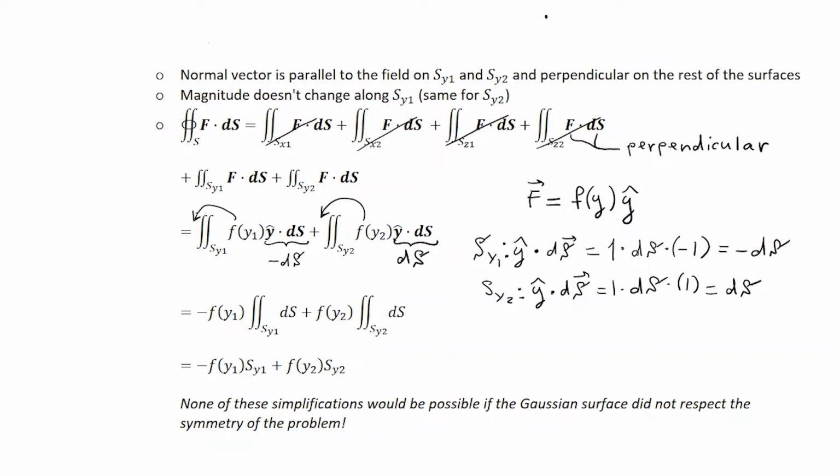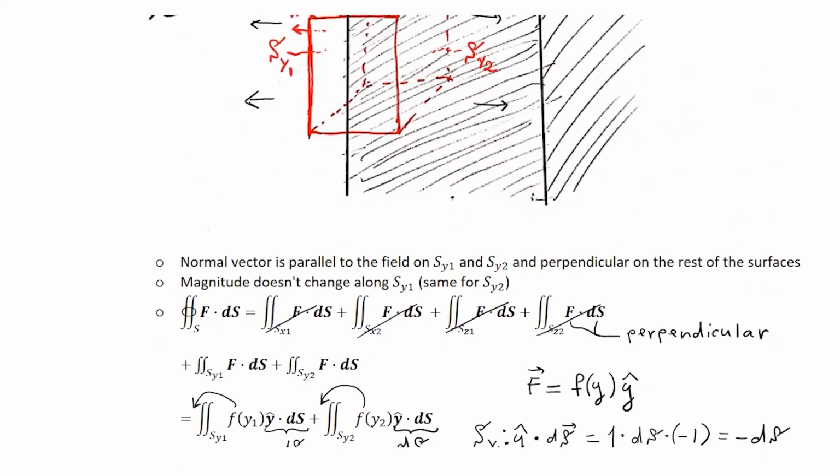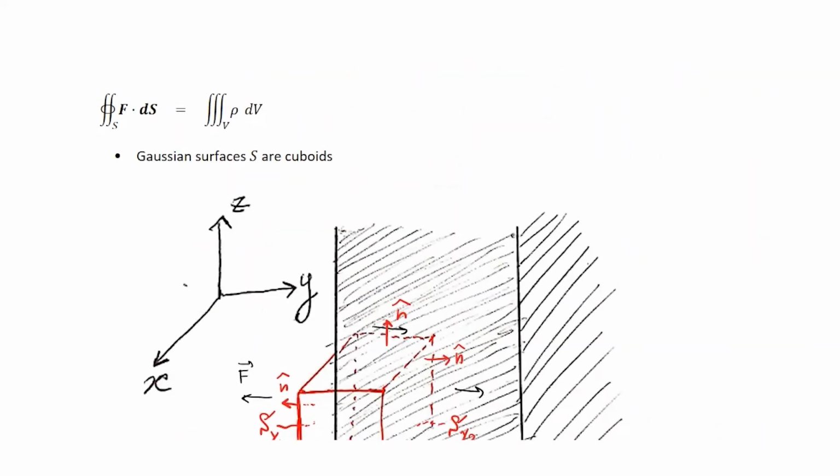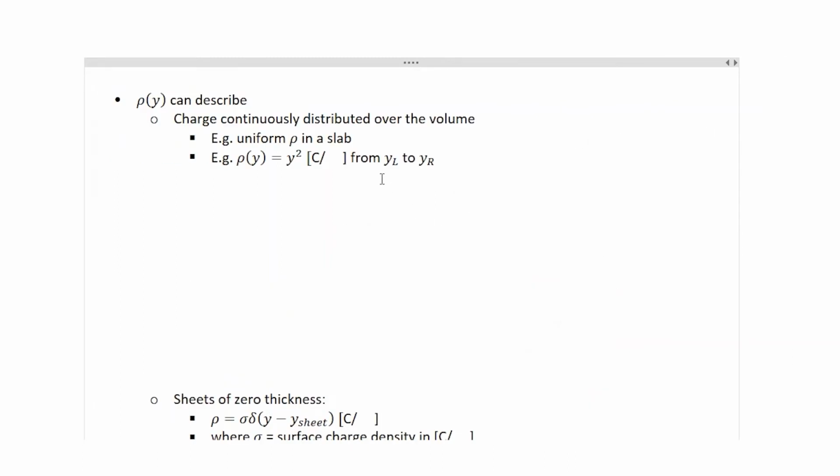This part used the fact that the magnitude of F doesn't change on each of these surfaces. Now, if you choose a surface that doesn't respect the symmetry of the problem, this integration cannot be simplified like this. So this is it for the left-hand side. For the right-hand side, everything is dependent on what the rho is. So I'm just going to give you some examples of what this rho could be, and the rest is going to be part of examples.